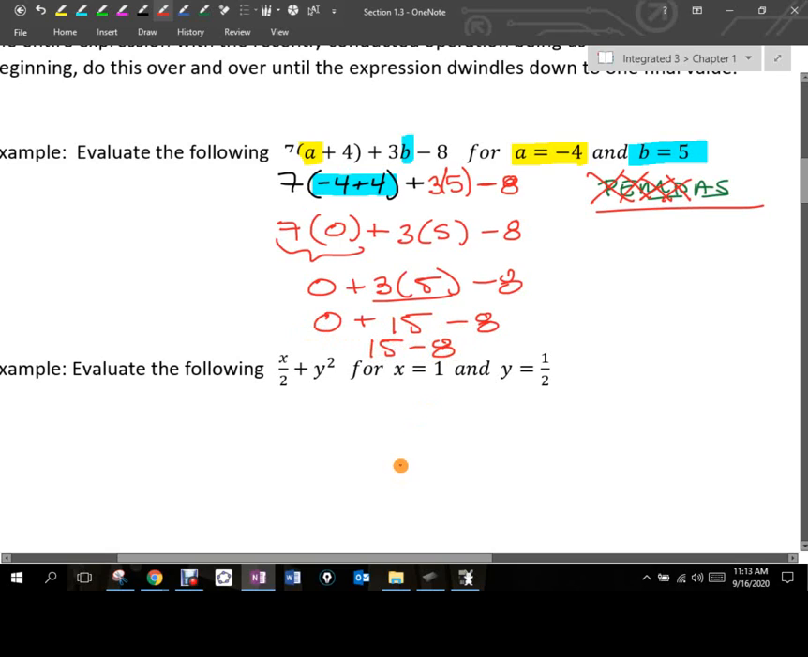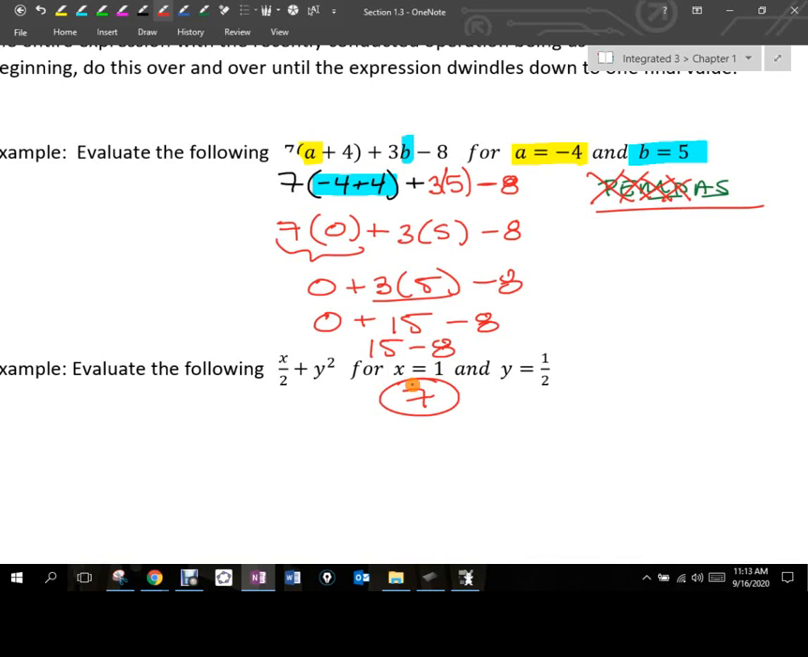And then minus 8. And I go through order of operations: start with parentheses, no exponents, no multiplication, no division, no adding, but there's subtraction. So it gives me a total of 7. So I've evaluated, and I come down. I started with something that was pretty complex, and I've dwindled it all the way down now to just one singular value. Is that okay?